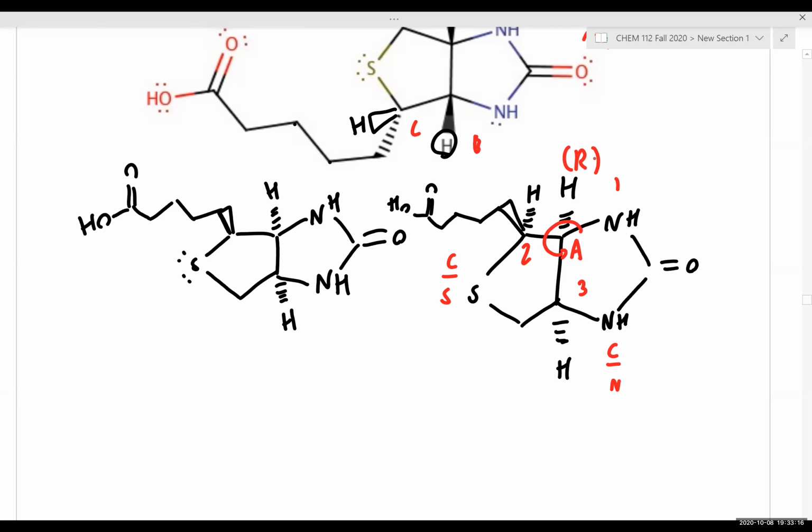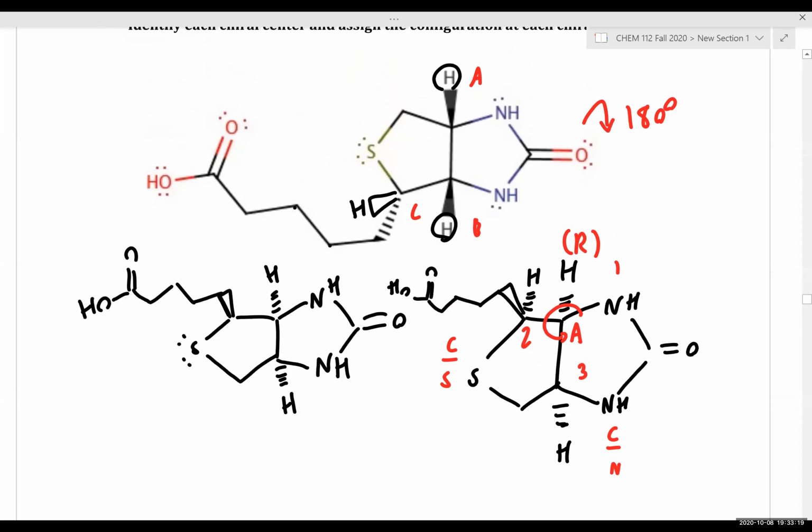Oh, sorry, this is not stereocenter A, this is stereocenter B. Just to show the mapping, these two centers are the same. Does that assignment make sense? So this first assignment will be R here. Oh, oops, highest to lowest, counterclockwise, so that would be S.